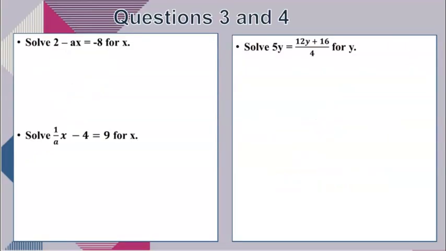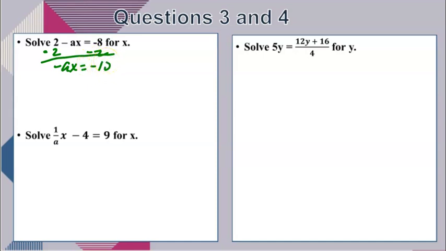Question 3. Solve 2 minus 8x equals negative 8 for x. So here we need to get x by itself to see what x is going to equal. Right now I have 8x combined. I need to get everything away from that. So I'm going to subtract 2 on both sides. And that's going to give us negative 8x equals negative 8 minus 2, which is negative 10.